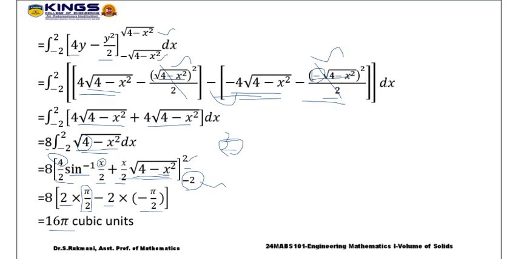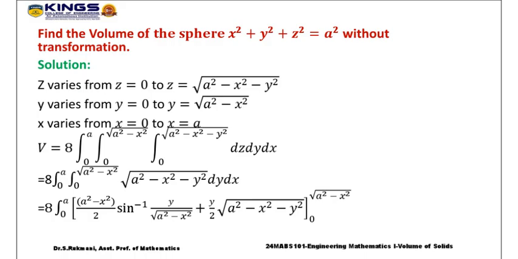Now we are going to see the second problem. Find the volume of the sphere x square plus y square plus z square equal to a square without transformation. Okay. So here also we have to find out the limit for z first. So z starts from 0, and here z square equals, taking all these terms to the right hand side, a square minus x square minus y square. So if you find z, that becomes root of a square minus x square minus y square.